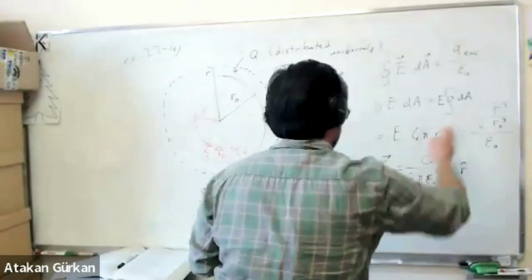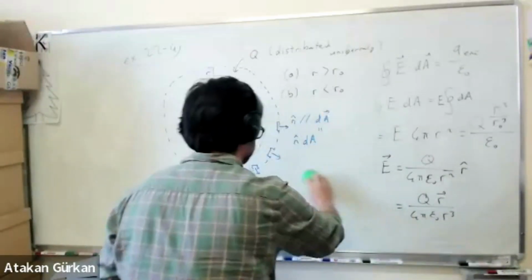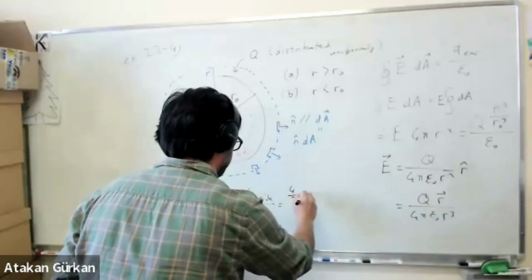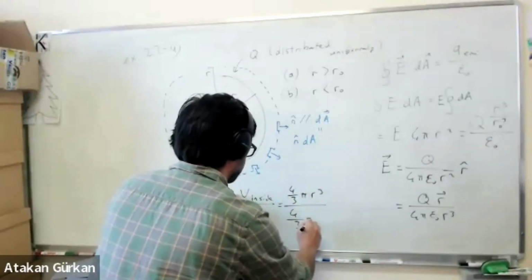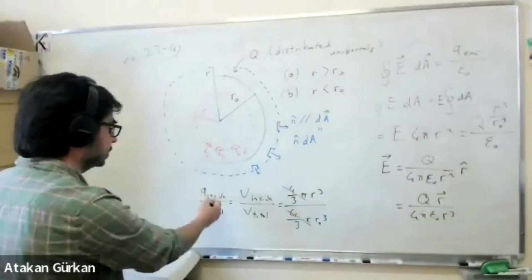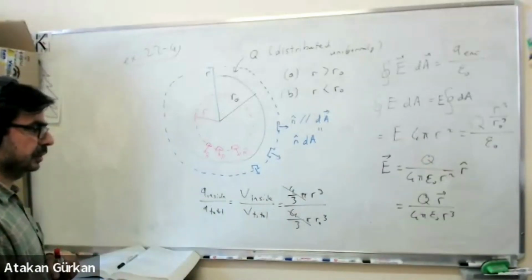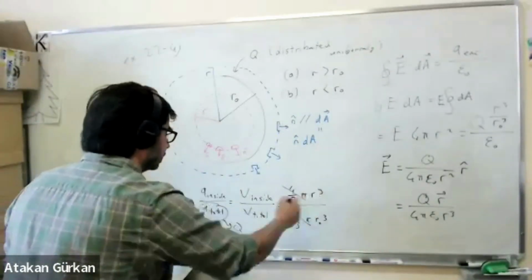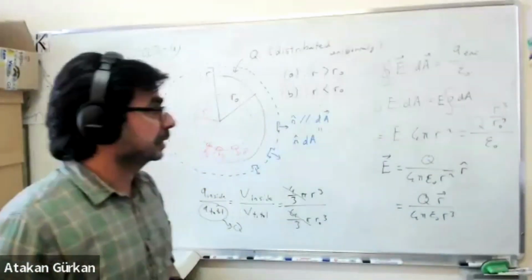But the volume is proportional to R cubed. In fact, it's 4/3 pi R cubed divided by 4/3 pi R0 cubed. And the 4/3 pi of course cancel. I end up with the ratio of the charges being just the ratio of the cubes of the radii. And that Q total is nothing but Q, I move this to the other side, so Q inside, the enclosed charge, is capital Q times R cubed divided by R naught cubed.